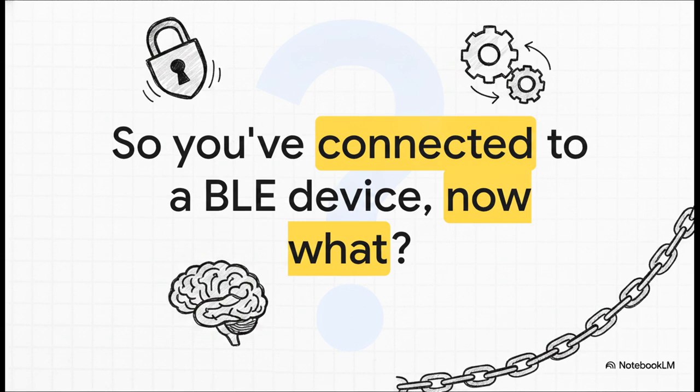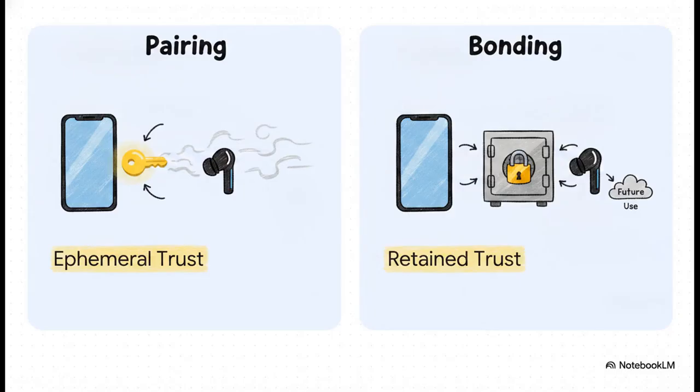And this is exactly where 2 very specific and honestly often confused terms come into play. Let's clear this up right now. Pairing is all about ephemeral trust. It's the process of negotiating a security method, swapping some keys, and encrypting that current session. But the catch is, once you disconnect, those keys are gone. Poof, forgotten. It's like agreeing on a secret handshake for one single conversation and then pretending you never met.